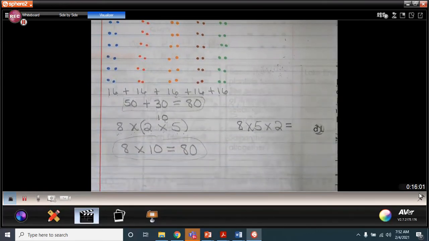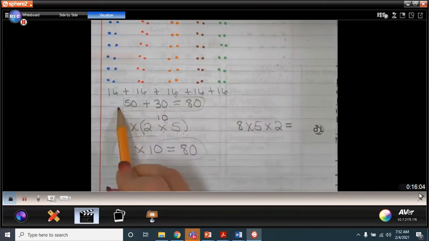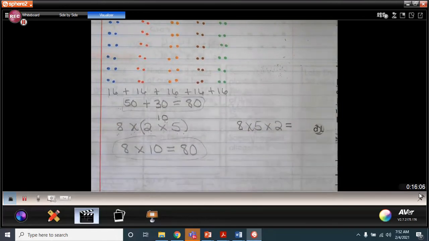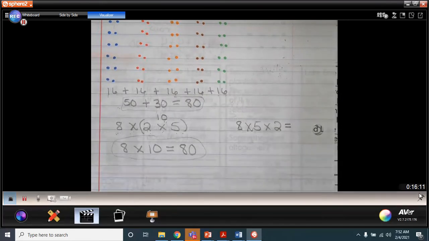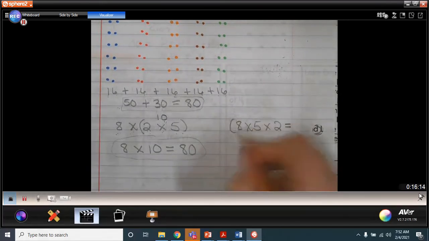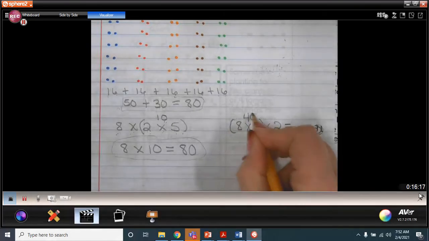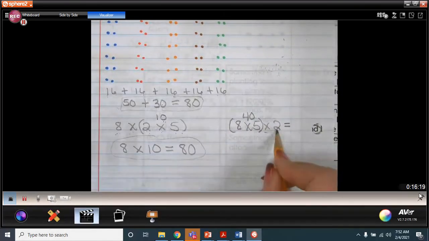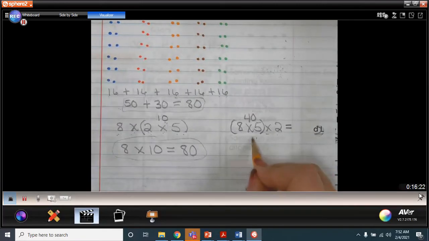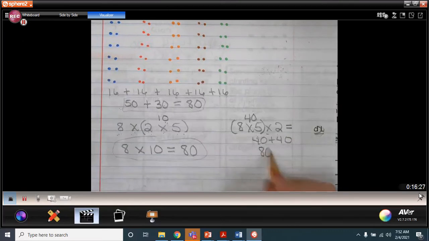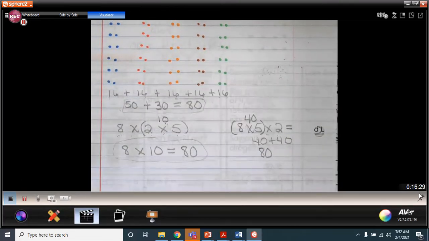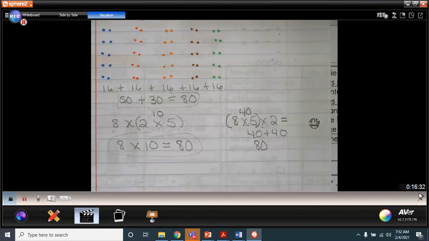Just like adding numbers in any direction, I could have added 30 plus 50 or 50 plus 30. Doesn't matter what order I add them in because when I put them all together, they're all going to be equal to the same amount. So I could have multiplied 8 times 5, which is 40, and then multiply that by 2. So I have 2 groups of 40. And 2 groups of 40 is 40 and 40, and 40 and 40 again is 80. So again, I'm just showing you why when you switch your factors around, your product is still going to be the same. Now let's take our final problem.